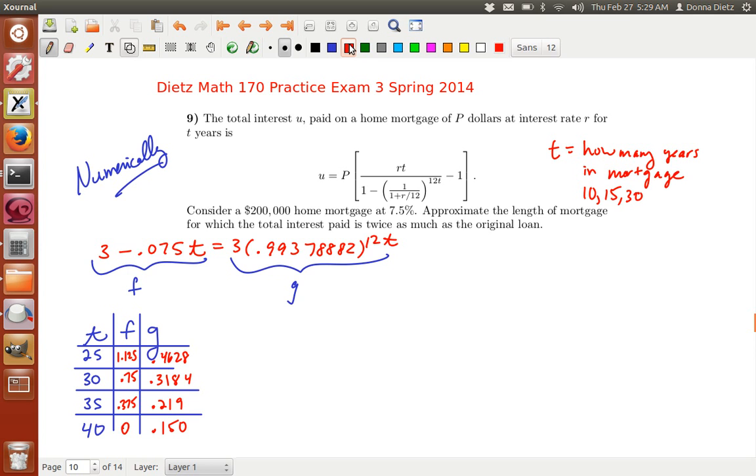So here, at t is equal to 35, we have f greater than g, and then at 40, g is greater than f, somewhere in here. It says approximate the length of the mortgage. So, somewhere between 35 and 40 years. If you wanted it down to the year, you could. If I said approximate to within a year, then after you did these big steps, you'd refine your search and say try 36, 37, 38, 39, and then you could figure that out. But that's good enough. I mean, that's all I'm asking for.